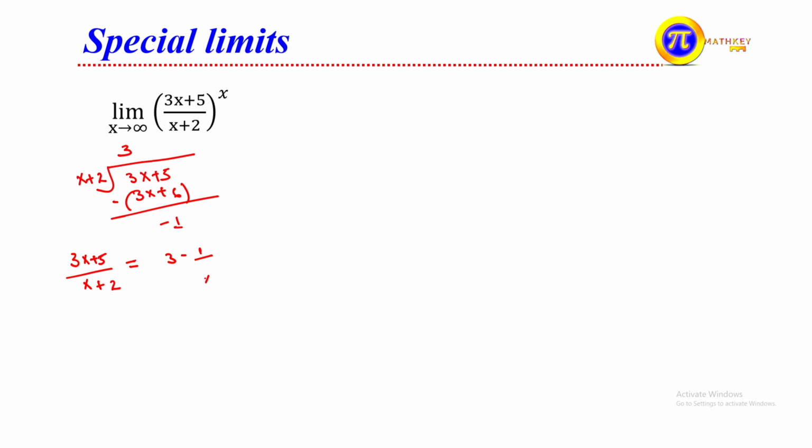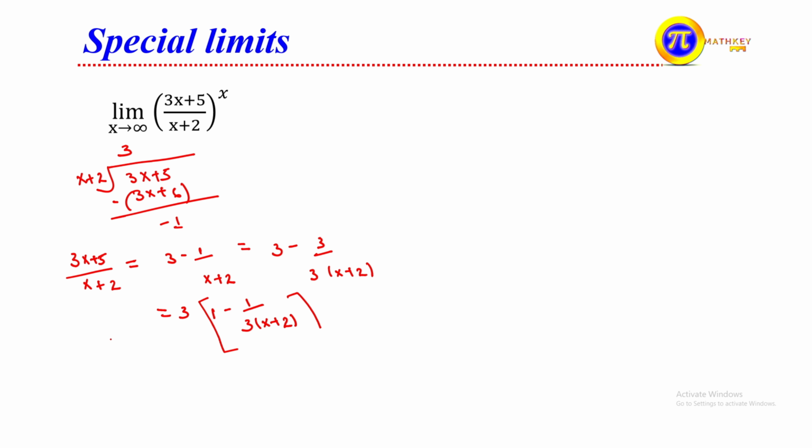We can express this in such forms. Again, we express this as 3 minus 1 over x plus 2, and this is 3 minus 3 over 3 times (x plus 2). From this, let's take 3 as common. This is equal to 3 times 1 minus 1 over 3 times (x plus 2). Here we can express in such forms.